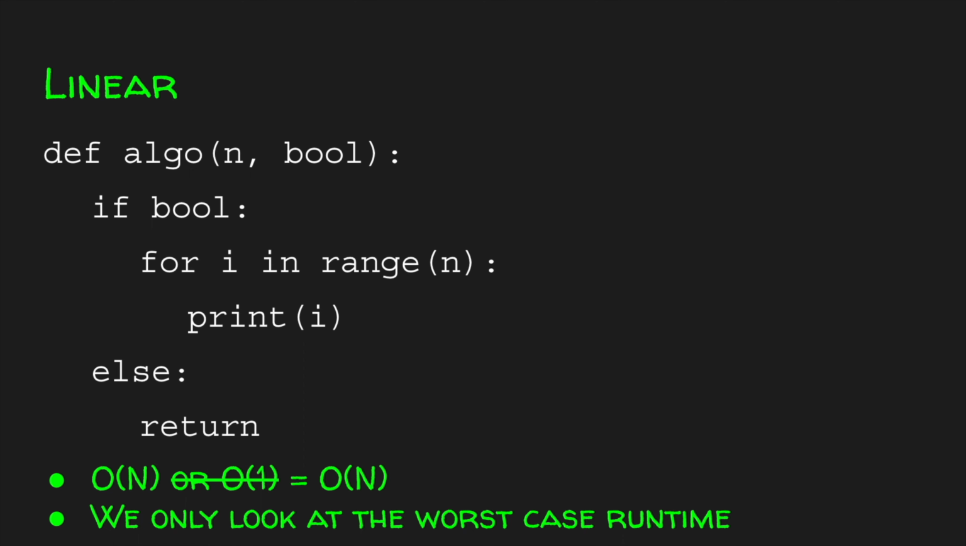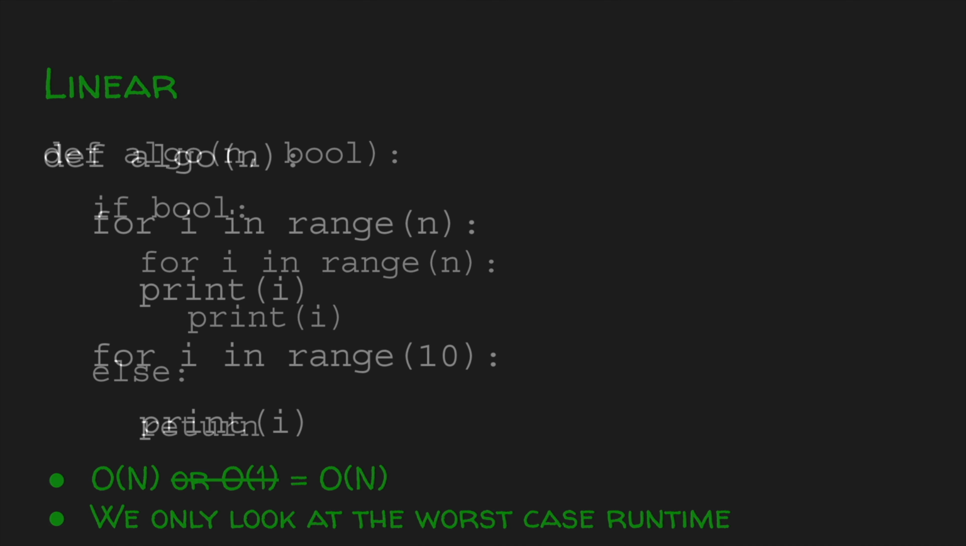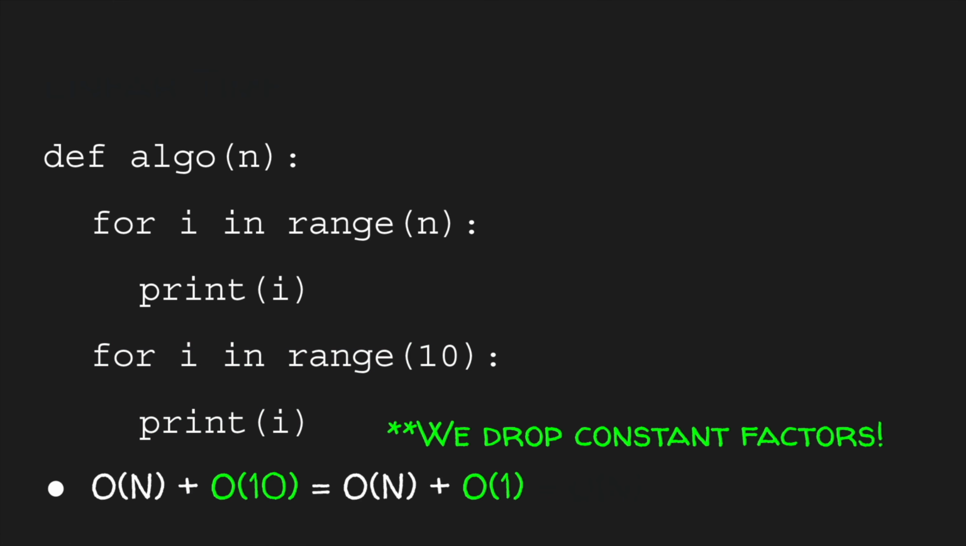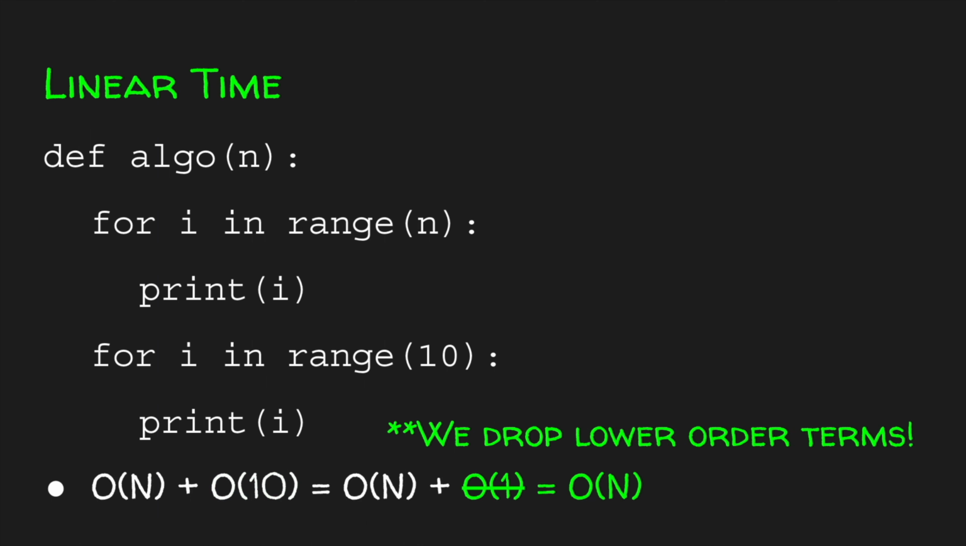Alright, let's take this piece of code. We have a for loop that prints numbers up to n, and then a for loop that prints numbers up to 10. Well, the first for loop looks like it's linear time, and the second for loop looks like it's O of 10. But in Big O analysis, we drop constant factors, so we can change the O of 10 to O of 1. And finally, we can drop the O of 1 term, since in Big O analysis, we also drop lower order terms. So this is O of n, or linear time.